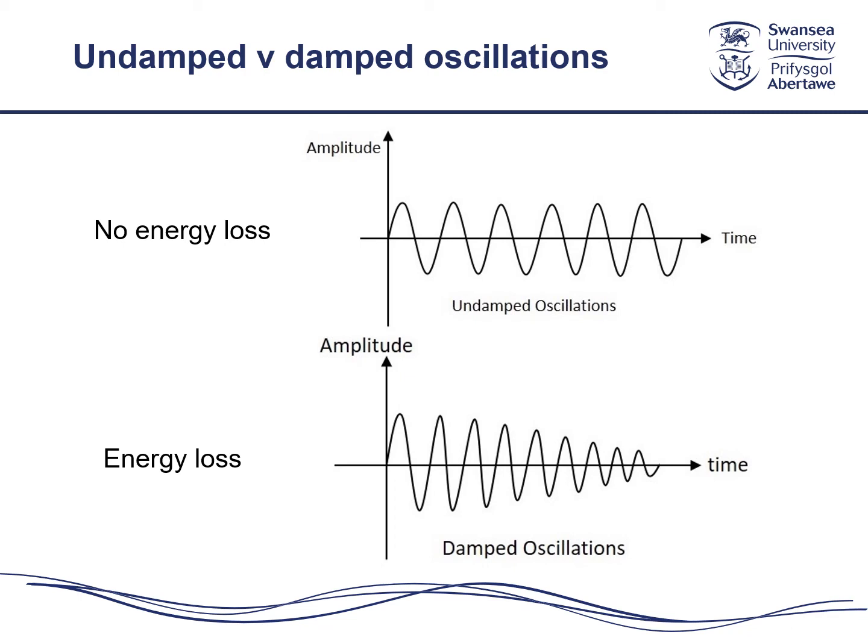With this in mind, we can then discuss undamped versus damped oscillations. So within simple harmonic motion, we assume no energy loss to the surroundings. So this oscillation will just continue forever. However, if there is energy loss, then the amplitude of these oscillations will decrease over time until the object reaches a stationary position and has stopped moving.